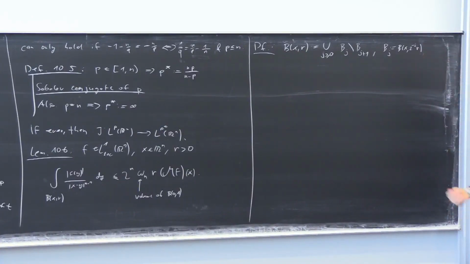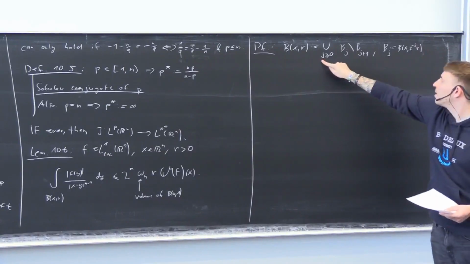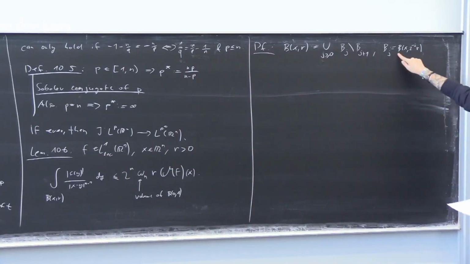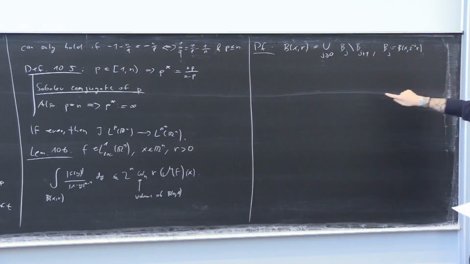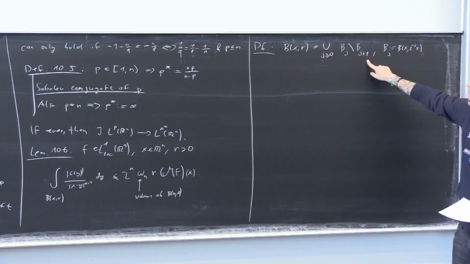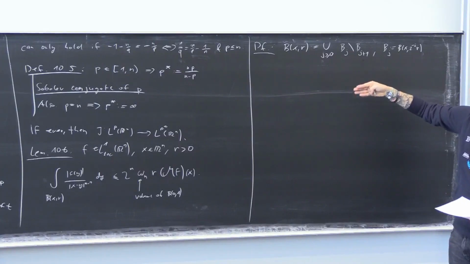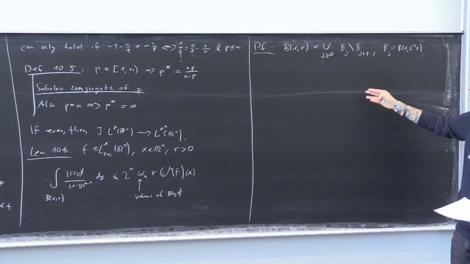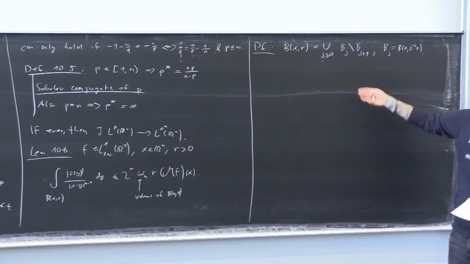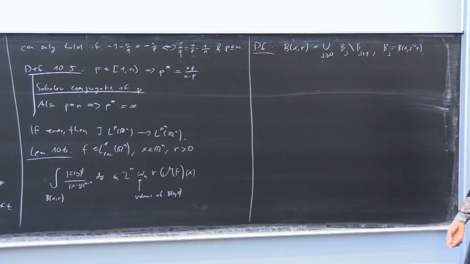Okay, so let's do some sanity checks. When I take j equal to 0, then I get here just the ball B(x,r). And in every step, I somehow remove the ball of the next generation. And so I get a disjoint decomposition.